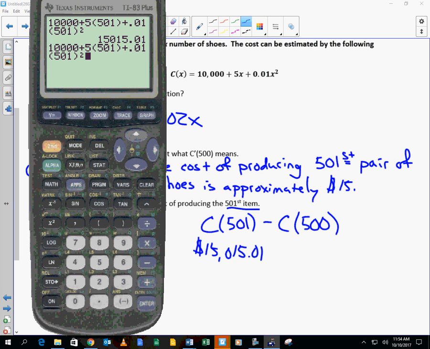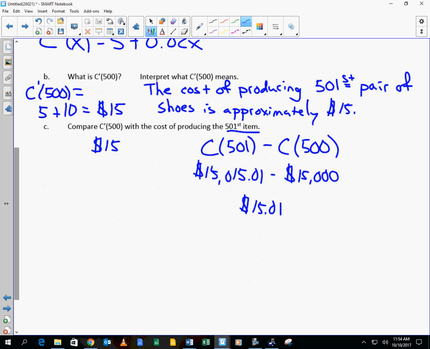Now I'm going to grab my same entry. I'm going to change it from 501 to 500. And when I do that, I get 15,000. So that's a grand total of $15.01. So that's the actual cost. So was this a good estimation? Very good estimation.